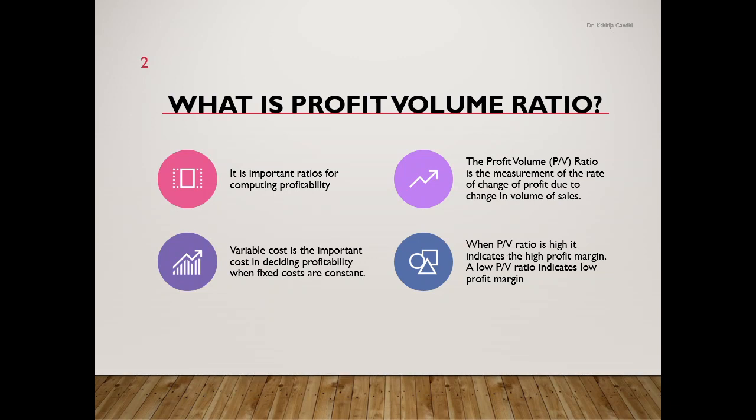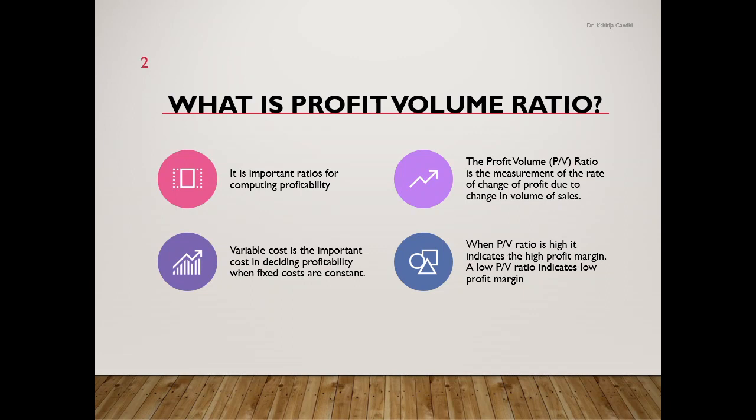This ratio is the measurement of rate of change of profit due to change in volume of sales. As the volume of sales increases, PV ratio also increases. Variable cost is very important in deciding profitability, as we consider contribution, which can be calculated by sales minus variable cost. If there is a reduction in variable cost, contribution will increase and resultant impact will be on PV ratio.